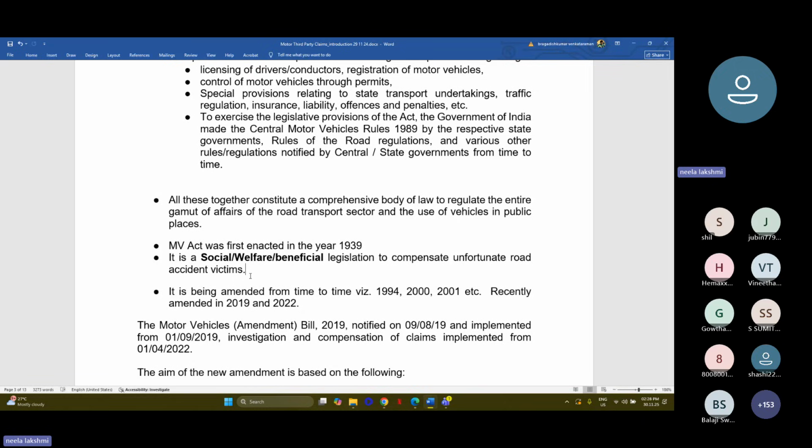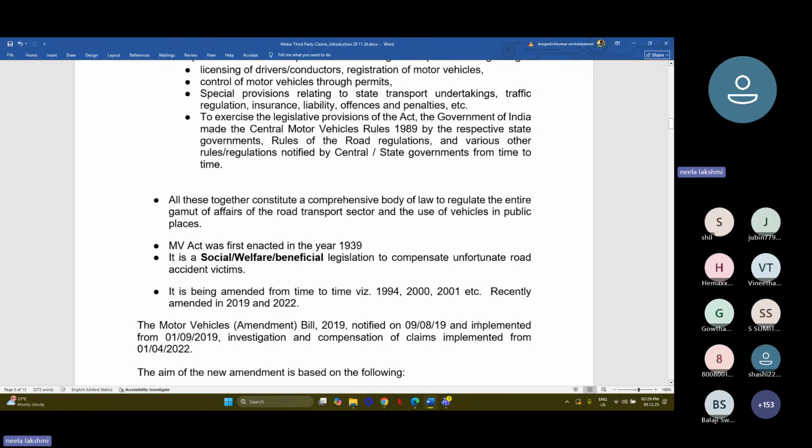So it is not a strict compensation. It is beneficial legislation, with a compassionate view towards road traffic accident victims. Okay. That MV Act is amended from time to time. It was amended in the years 1994, 2000, 2001, etc.